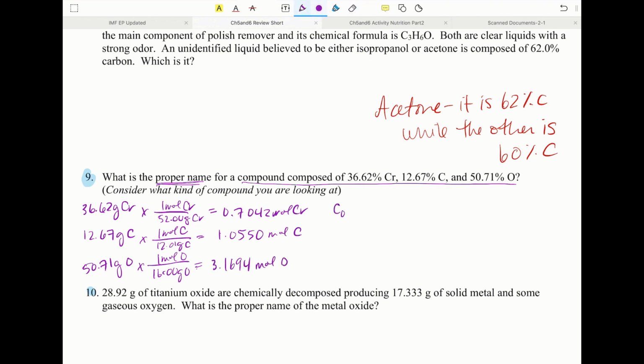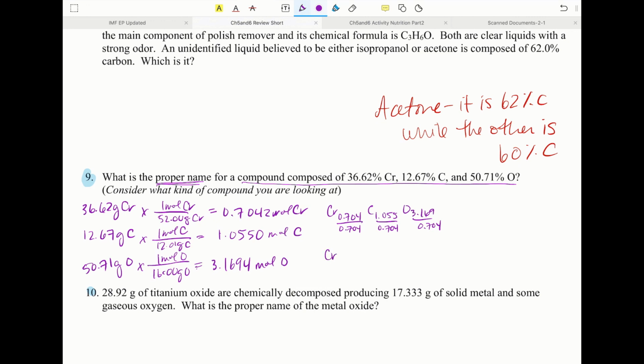All right, next step, we are going to write our formula using the values we got, right? So chromium 0.7042, carbon 1.055, oxygen 3.17, or 3.169. Do be mindful here, it's important we don't round, okay? We don't round till the very end. You would just perpetuate the number in your calculator. If you're using one of your middle school calculators, you could round to 3 or 4 decimal places, but nothing less than that. Otherwise, you're not going to get the right numbers.